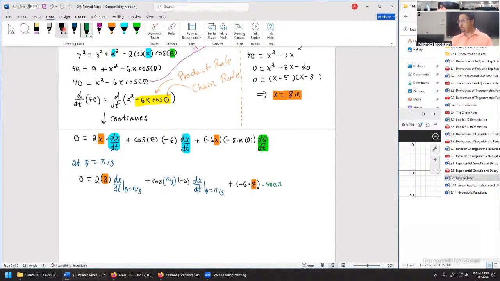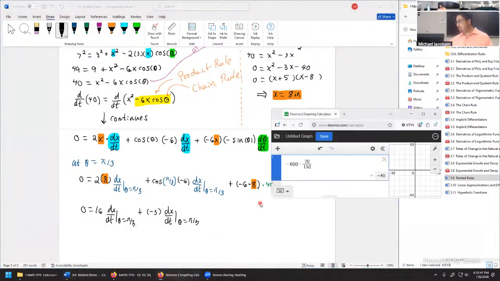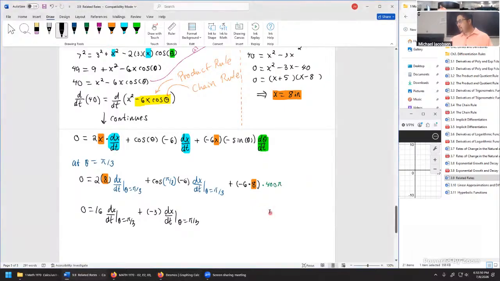So nearly there. Let's scroll a little bit further to finish this off. We have 0 equals 16 times dx dt at theta equals pi over 3, plus cosine of pi over 3, we saw before, that comes out to a half. So that's a half times -6. So it's really just -3 dx dt at theta equals pi over 3. This becomes -48 times 400. That looks like a calculator job. So hang on, let me double check this. I think I missed one thing here.